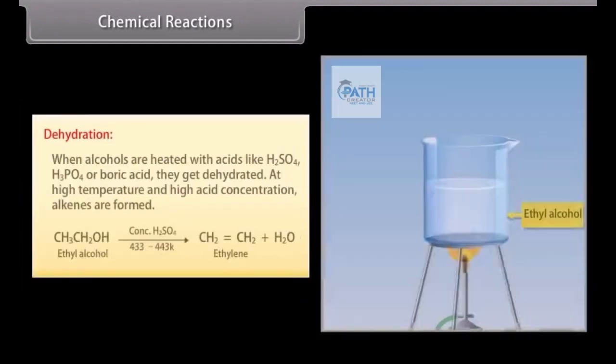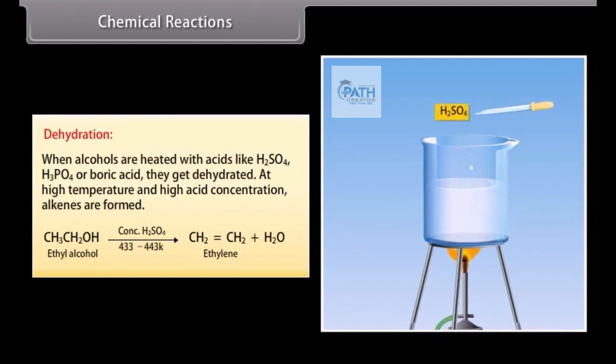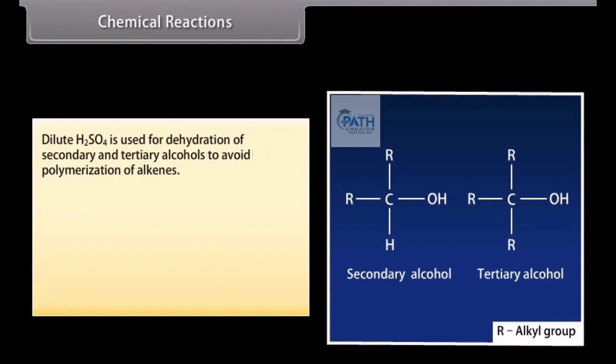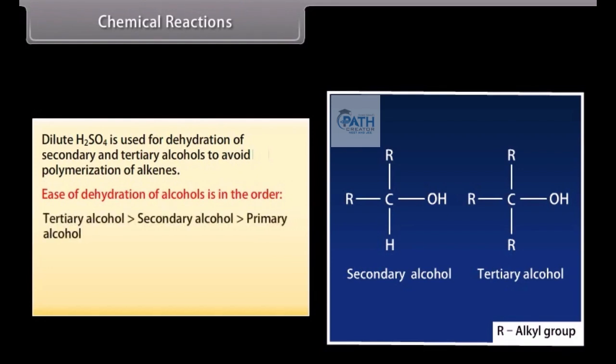Dehydration. When alcohols are heated with acids like sulfuric acid, phosphoric acid, or boric acid, they get dehydrated. At high temperature and high acid concentration, alkenes are formed. Dilute sulfuric acid is used for dehydration of secondary and tertiary alcohols to avoid polymerization of alkenes. The ease of dehydration of alcohols is in the order tertiary alcohol, followed by secondary alcohol, and then primary alcohol.